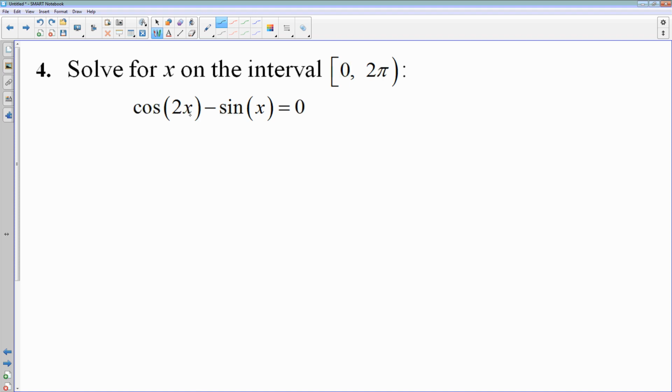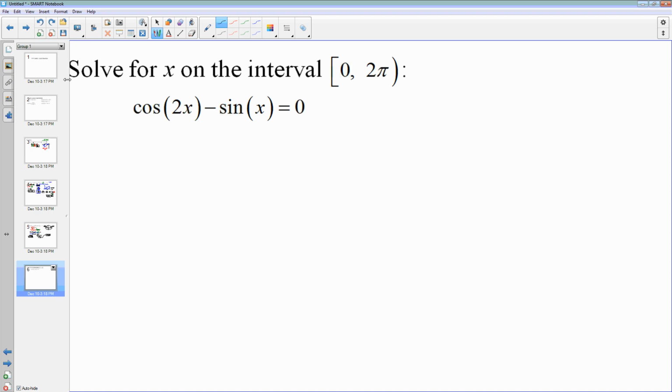Another solving for x over an interval. Cosine 2x minus sine x equals 0. Again, I have the same problem. I have two different angles. I have a 2x and a 1x. I would rather have all of the same angle. So I'm going to change cosine into something else.